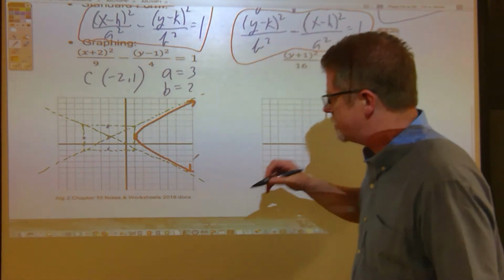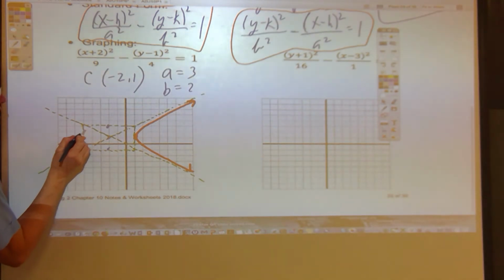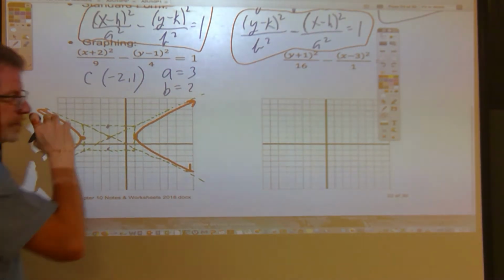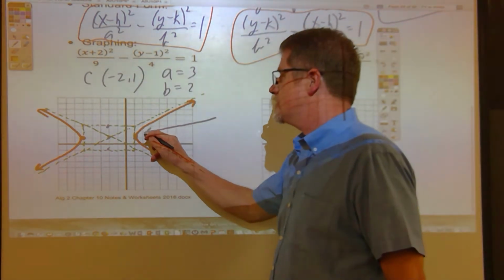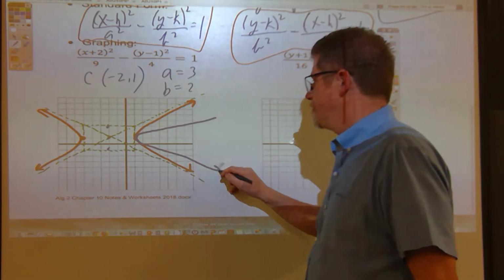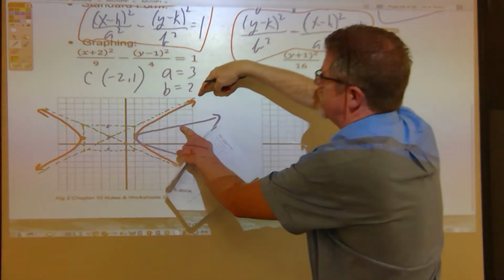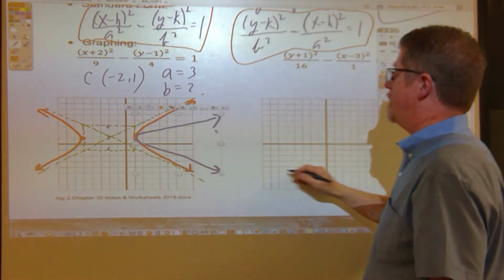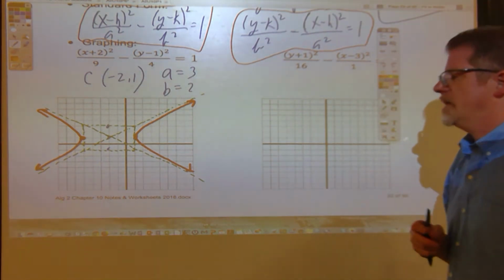And what I mean by honor the asymptotes is that the graph gets closer and closer to the asymptotes instead of, I'll show you an example in blue of a branch that does not honor the asymptotes. This blue graph is not getting closer and closer to the asymptotes, it's actually getting farther and farther away. So the red one is an example of a hyperbola that honors the asymptotes.